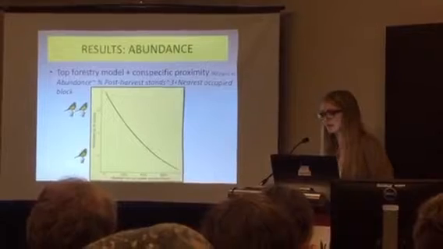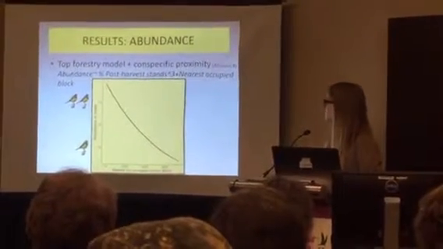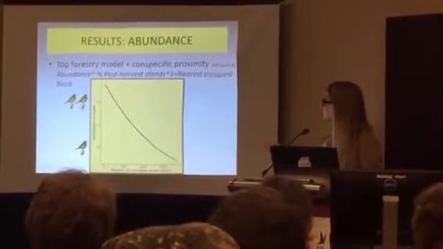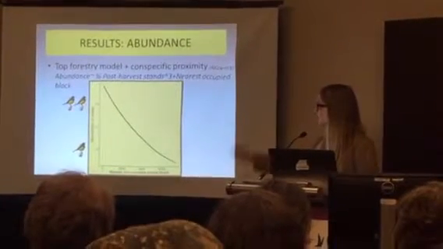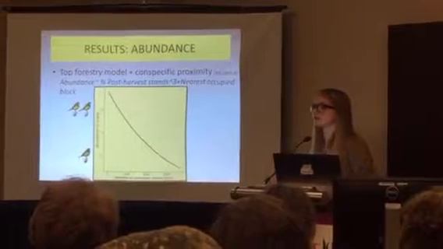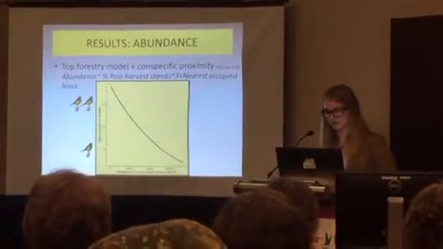Again, we added conspecific proximity, and this improved the model quite a bit. So not only the amount of post-harvest stands was important, but where the nearest occupied survey block was. And the abundance of males again decreased with increasing distance to those nearest neighbors.